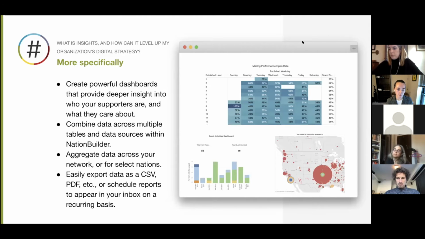It really supports you in aggregating data across your network or for specific nations. Speaking to some of the network folks that might be on the call, if you have a specific group of chapters or subnations, for example, that you want to analyze individually, it's really easy to do that within Insights. And importantly, it's really easy to export data, whether that's a CSV or a PDF. You also have the option to create recurring reports that will get sent to your inbox on a regular basis. So you have a really good touch point of what's going on in the nation, in different formats for accessing that information.